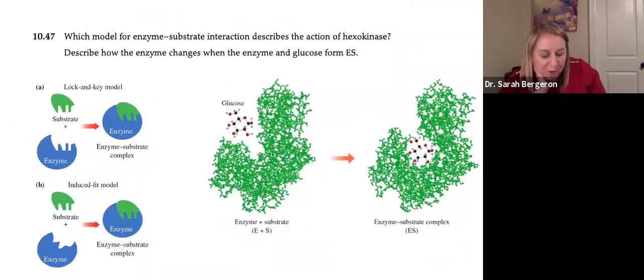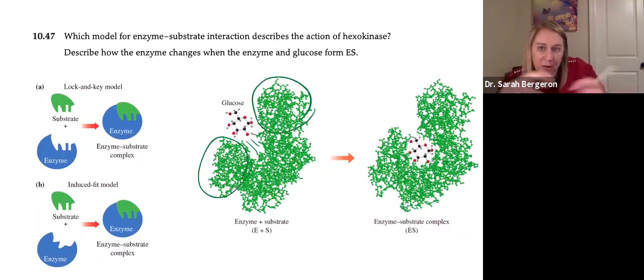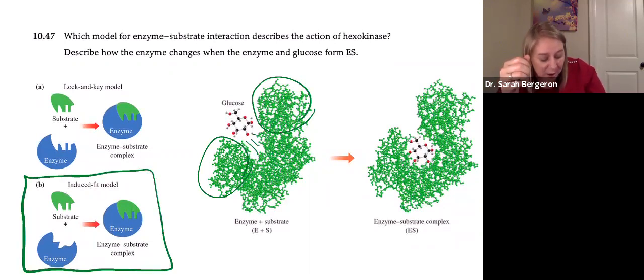Okay, which model for enzyme substrate interaction describes the action of hexokinase? Well, we know that there are two models. There is the lock and key model and there is the induced fit model. So which one do we think is hexokinase? If you remember hexokinase, I said that when glucose comes in and starts making interactions inside of the active site, then these globular things kind of curl inwards. And so that's changing. So what that's telling me is that hexokinase, which model? We're going to say induced fit model because it's changing.